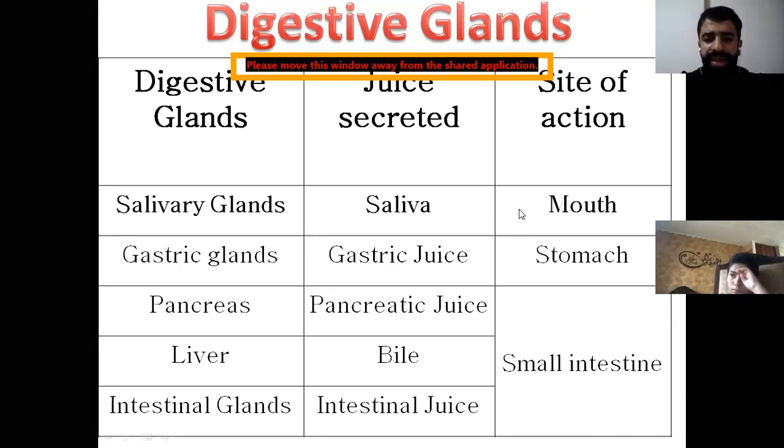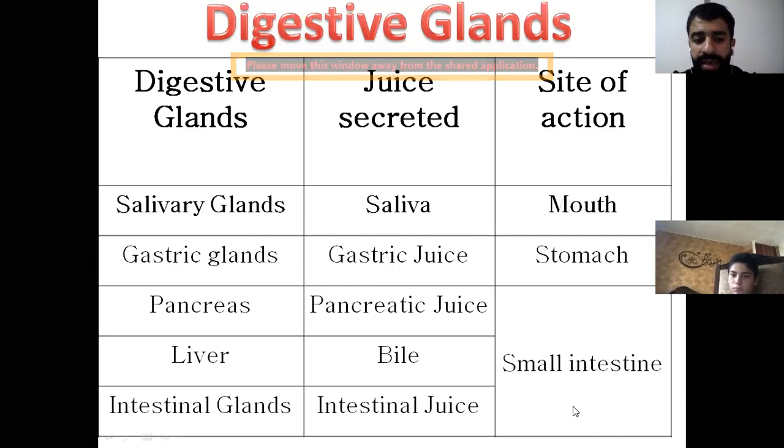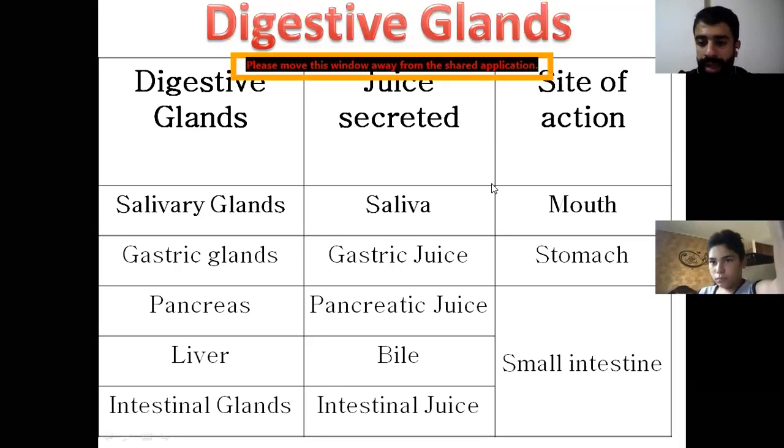Gastric glands secrete gastric juice in the stomach, while the three other glands, the pancreas, the liver, and the intestinal glands, secrete juices in the small intestine. The pancreas secretes pancreatic juice in the small intestine. The liver secretes bile also in the small intestine. And the intestinal glands secrete intestinal juice in the small intestine.